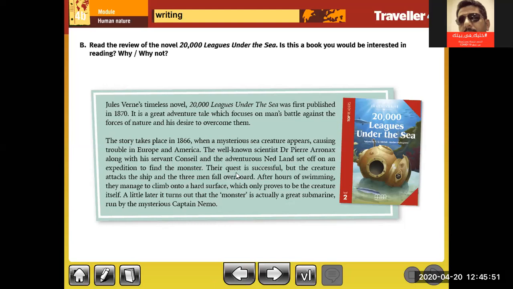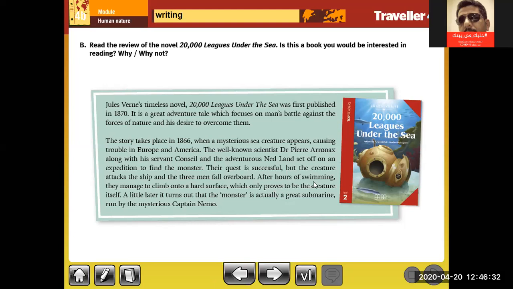Their quest means search. Their quest is successful, but the creature attacks the ship, and the three men, who are the three men? One, Dr. Pierre Aronnax, two, his servant Conseil, three, adventurous Ned Land. The three men fall overboard. Overboard means off a ship or a plane, onto the surface of something.